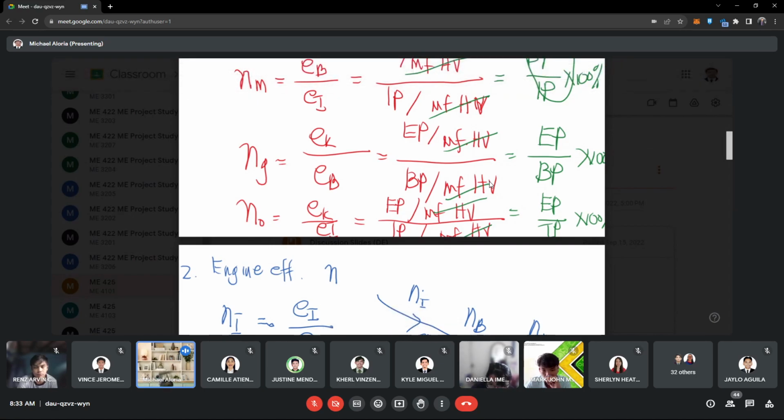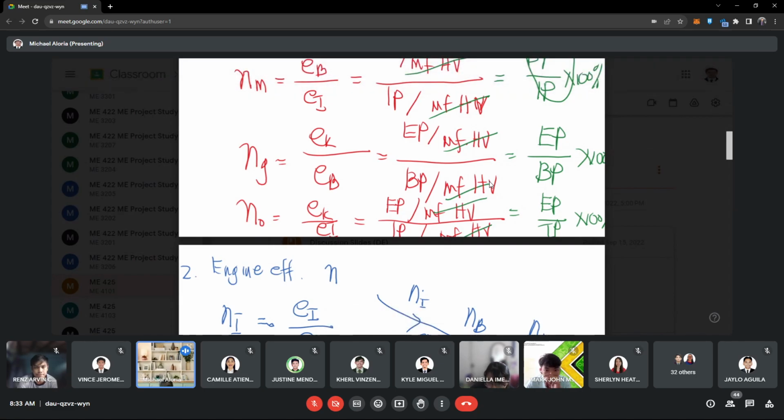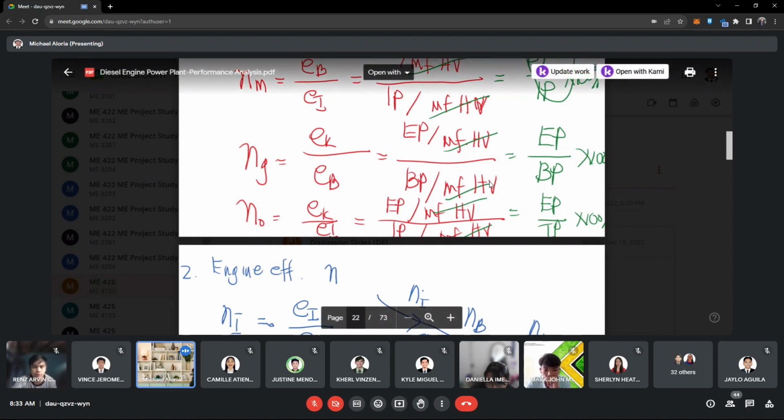No? Overall efficiency is EK over EI. So, ganun pa rin. So, EP over IP. Gets ba ninyo yung thermal efficiency? Nakuha ninyo? Opo, sir. Okay. Let us proceed with the next parameter.